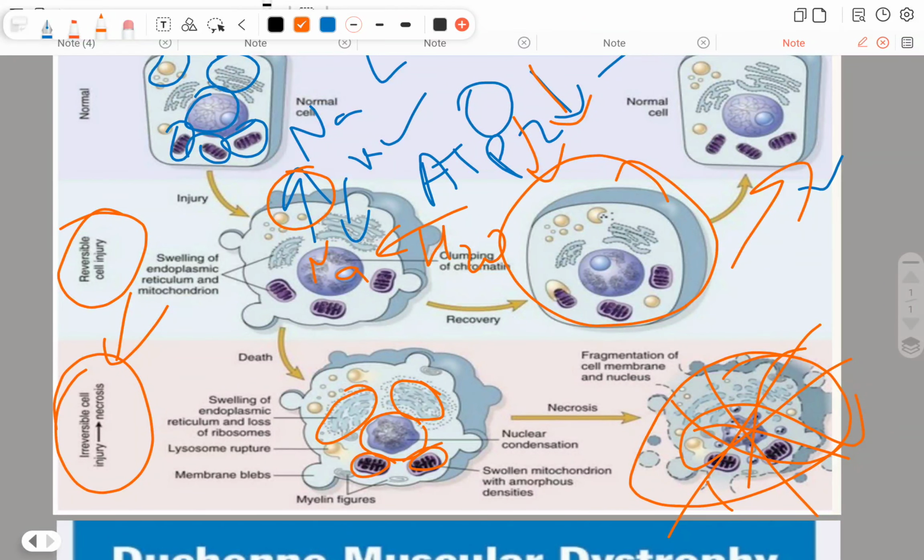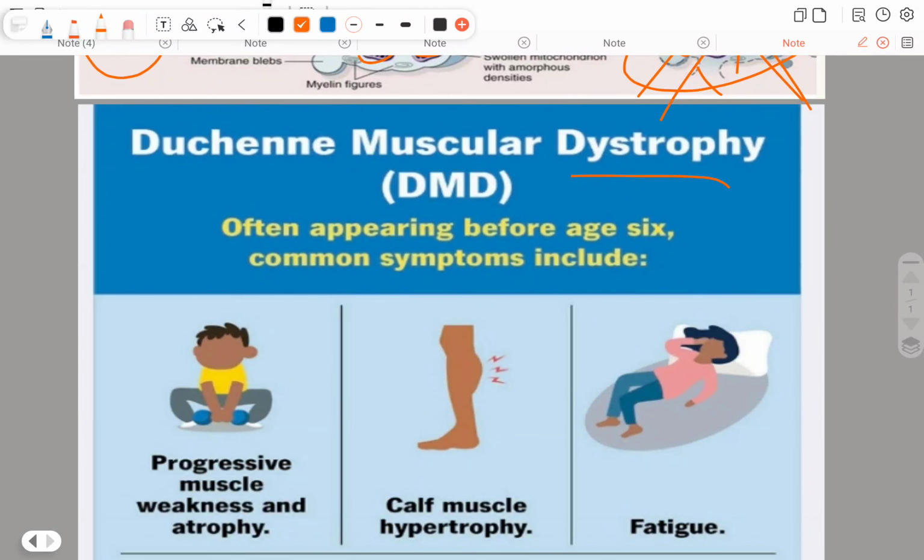Okay, and our next topic is dystrophies. I'm going to say that dystrophy is a common term in medicine. Dystrophy means that there is not normal trophy of the cell, and I'm going to show you the clinical signs and describe dystrophy using muscular dystrophy. That's Duchenne muscular dystrophy.